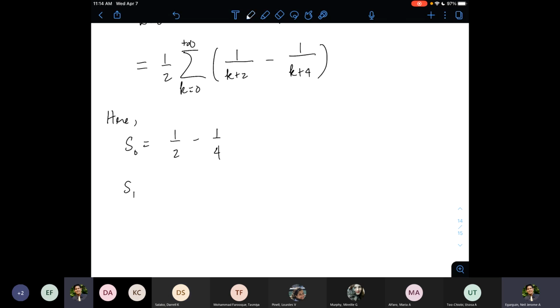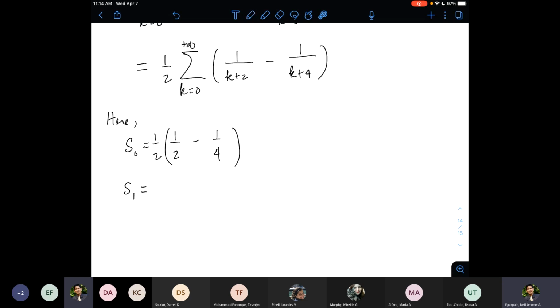Now the second partial sum, S1, is the sum of the first two terms. So you'll take the summation from 0 until 1. If you plug in 0, we'll get, actually I forgot the 1/2 in front. Remember there's a 1/2 in front there. And then when k is 0, we get this. Now for the second partial sum, I'll copy the 1/2 multiplier, and it would be 1/2 minus 1/4. That's the value when k is 0.